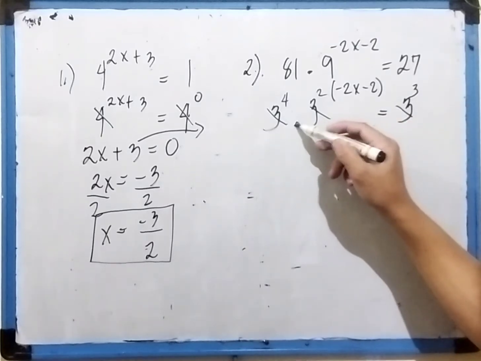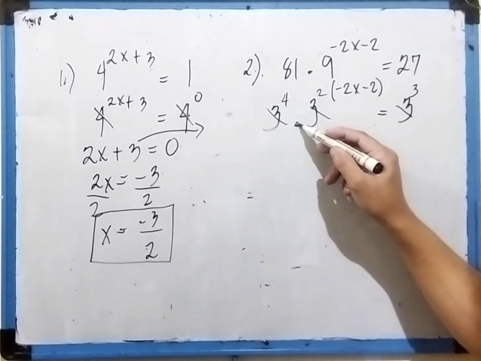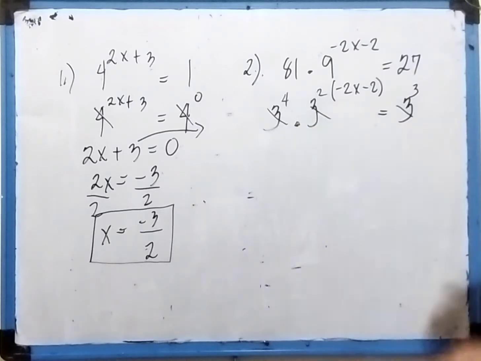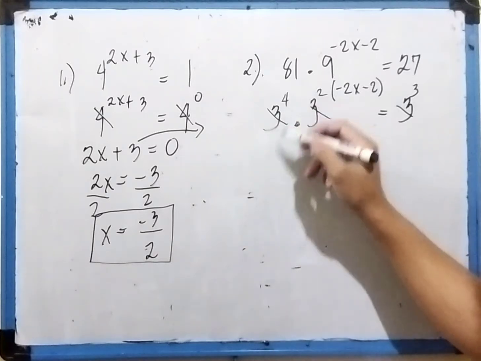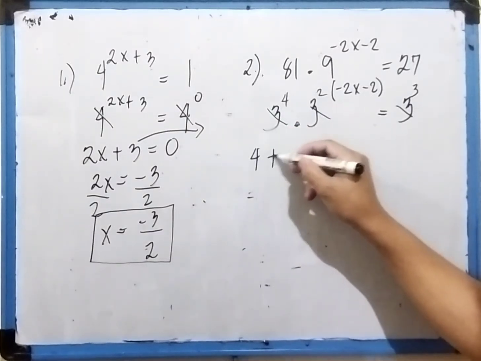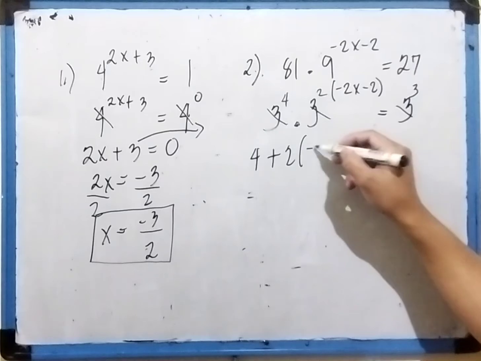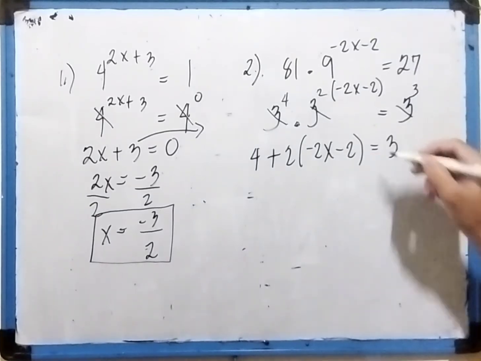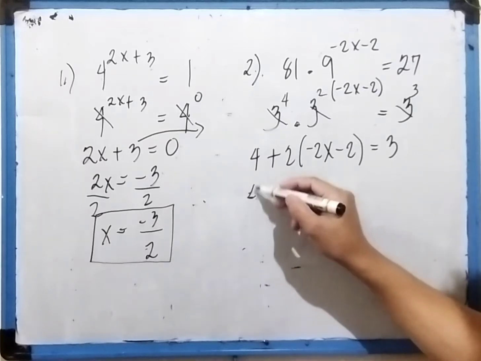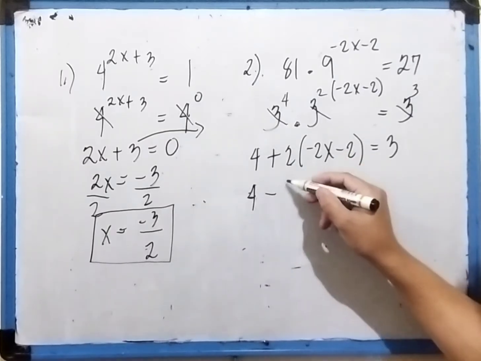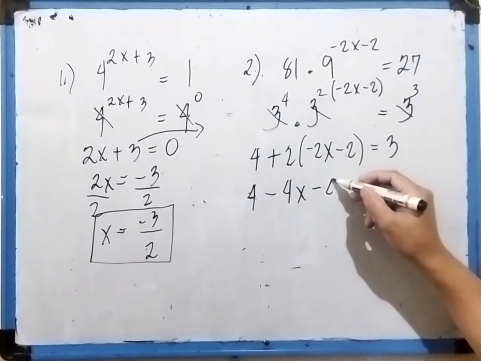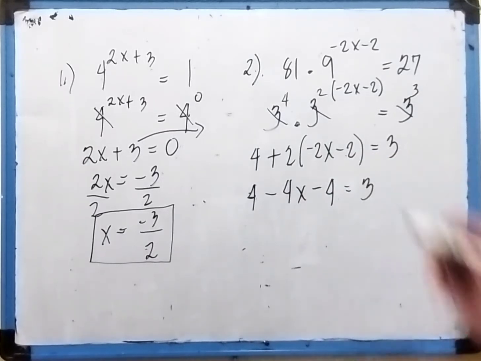Then, since we have here the operation of multiplication, pag same base po sa multiplication rule, the exponents will be added. So, since we have here 4, just add 2 times (2x minus 2), is equal to 3. So, just simplify. We have here 4. 2 times 2x will be 4x. Then 2 times negative 2 will be negative 4. That is equal to 3.